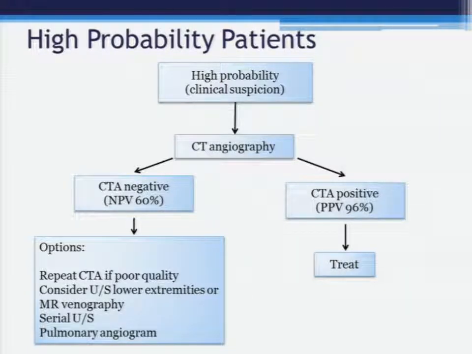But if your CTA comes back negative and you have a very high clinical suspicion, I mean, we've been talking all about probabilities and whatnot, but your clinical judgment is always going to outweigh any score, right? So if you have a high clinical suspicion, you calculated a high probability, you go to CT scan, the CT scan comes back negative, your options are to repeat the CT scan if it comes back, like I talked about, one of those suboptimal PE studies, or you could consider an ultrasound of the lower extremities. Serial ultrasounds, MR venography is an option, although it's quite costly and can be very operator dependent if you're ordering it in a facility that doesn't do these often. And pulmonary angiogram is invasive and whatnot, but that would be probably a last resort.